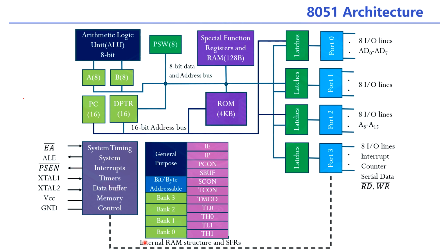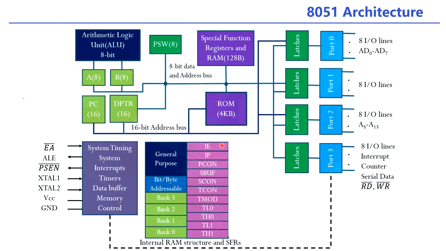Here we are using only a 7-bit address. Actually, to represent these RAM addresses we require only a 7-bit address, but normally it is an 8-bit register, so we have one more bit. That's why the remaining address space, 128 locations, is utilized for special function registers. There are several special function registers available in the 8051 microcontroller.